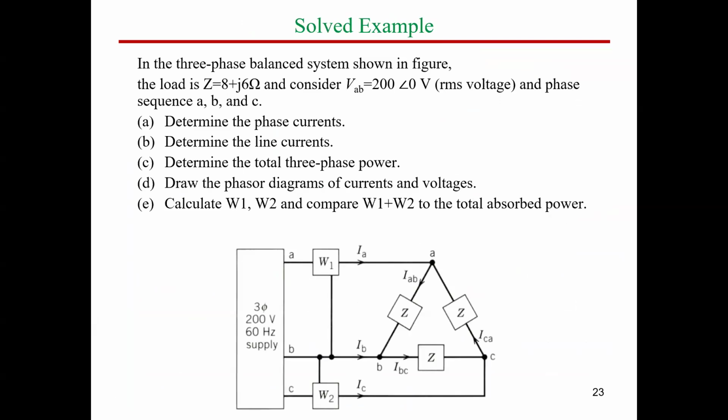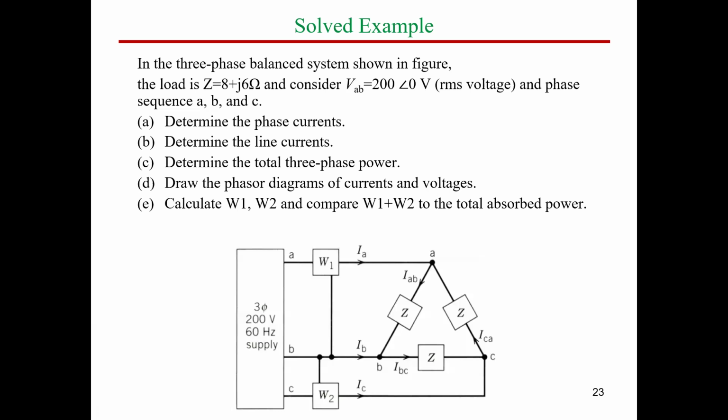Now I'm going to solve with you one example, and from this example we'll discuss one thing regarding power measurements, which is going to be the last topic we will discuss in our class today. So we will end with this example and the theory of how we can measure power using the 2 wattmeter method. Okay, so it's going to be a relatively long example, so let's start solving this together. So in this example, guys, in the 3-phase balanced system shown in the figure, so this is our figure here.